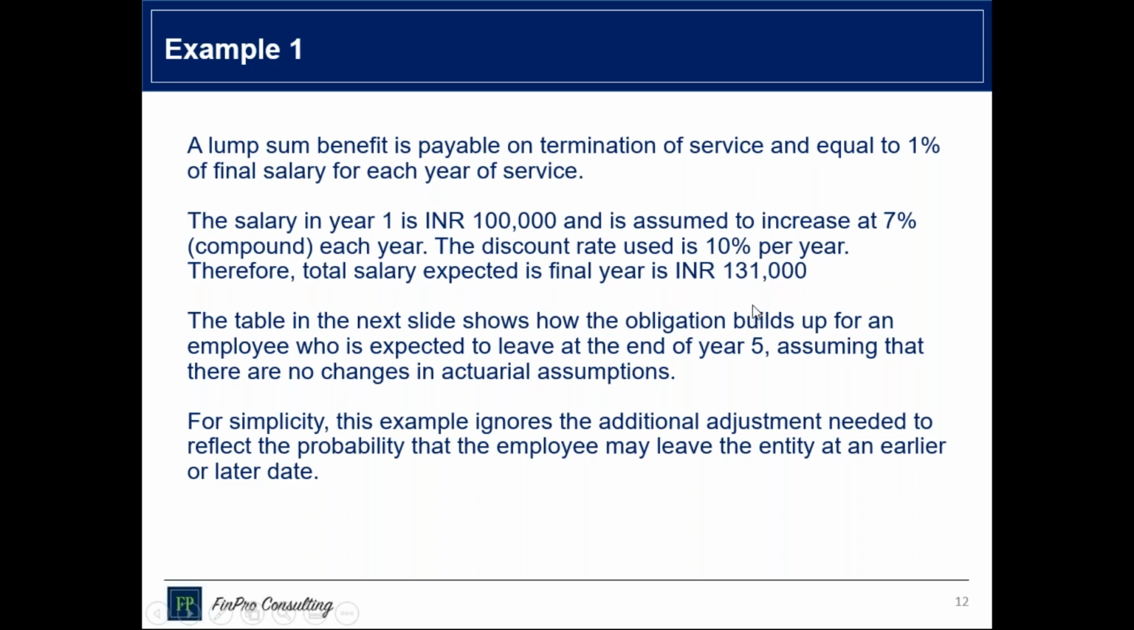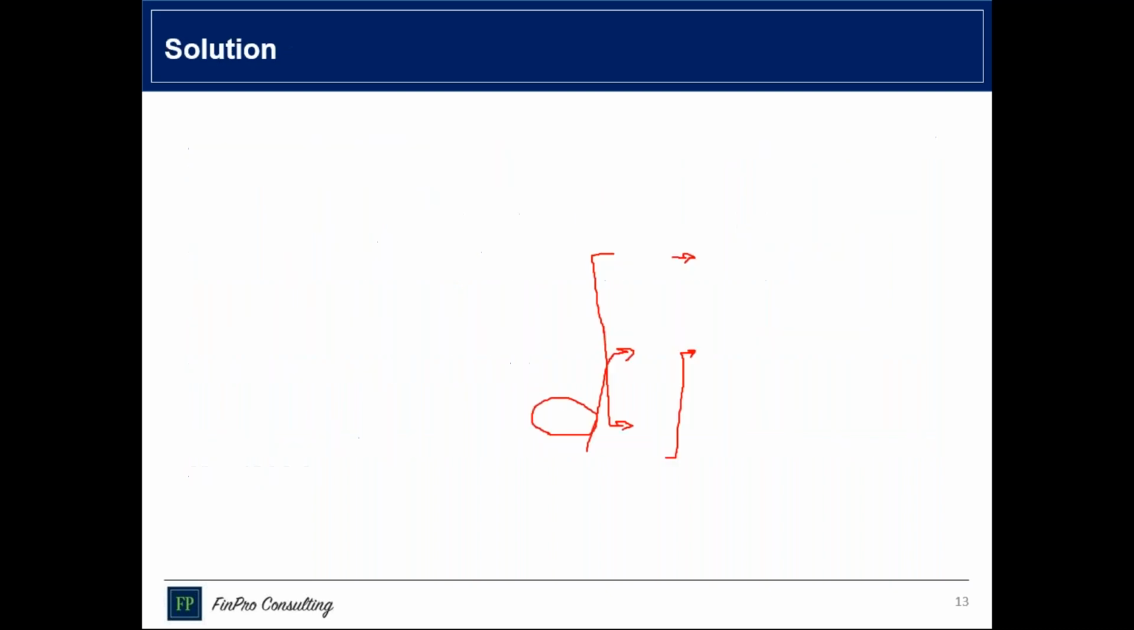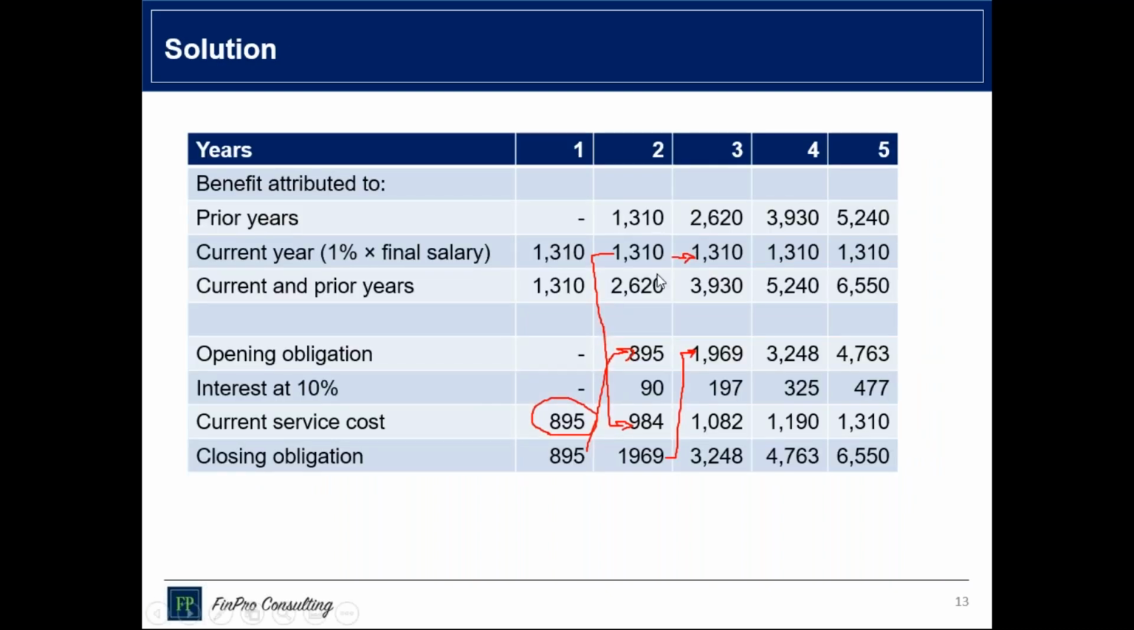What we are going to discuss in this case study is how do we build up that obligation, how do we recognize the current service cost, and how do we recognize the interest cost. That is what we are going to discuss in the next slide. So in the first year, 1310 is total payable at the end of the 5th year relating to the year 1 service. If you discount 1310 at 10% using the 5 years rate, it comes to 895.